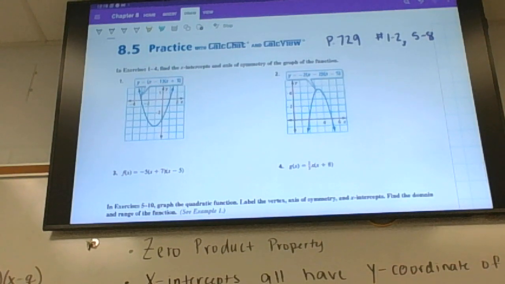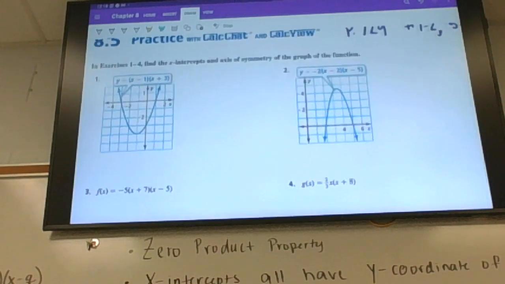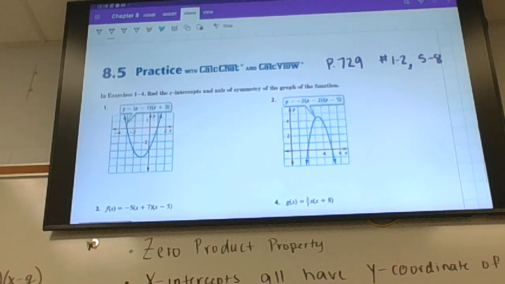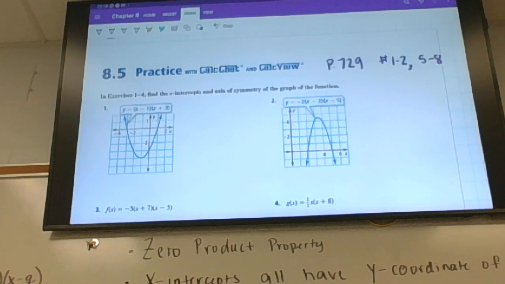Find the x-intercepts, the axis of symmetry. Y'all already know how to do that. Of course, intercepts are points on the x-axis. Melina, what'd you get for number 1? You got it.